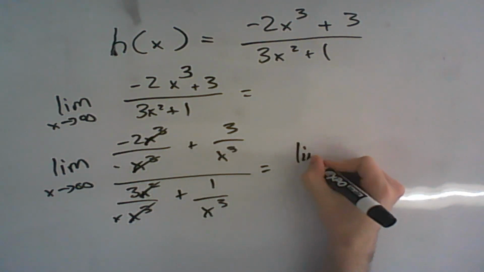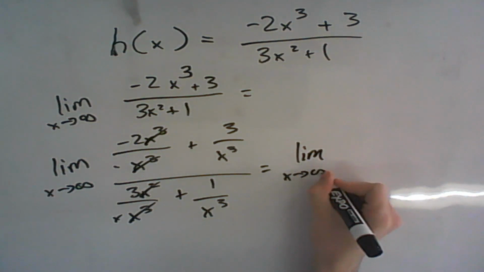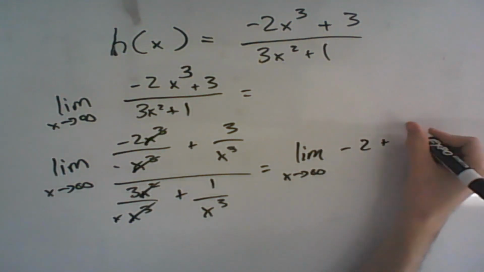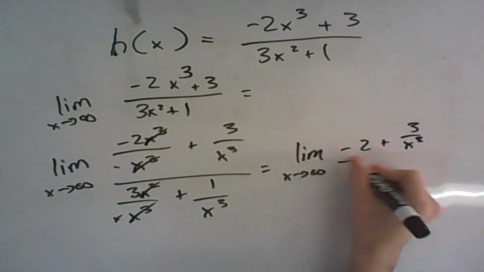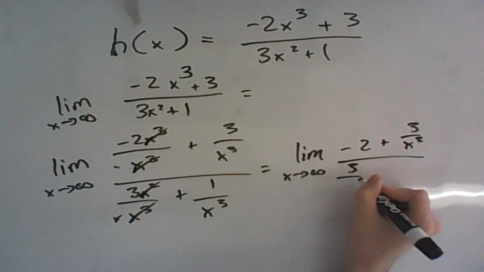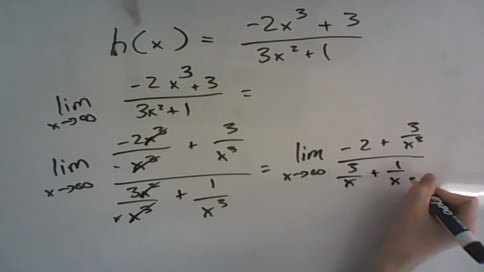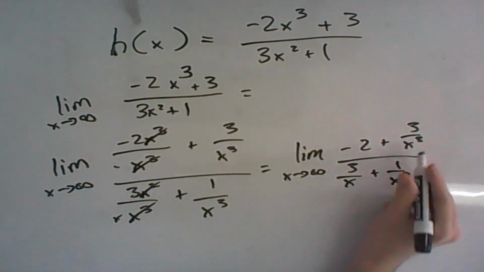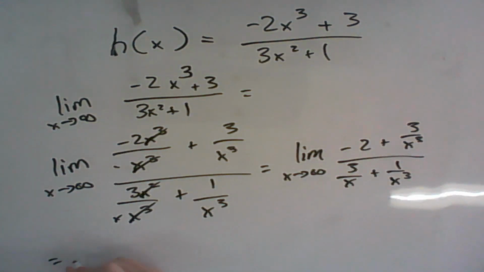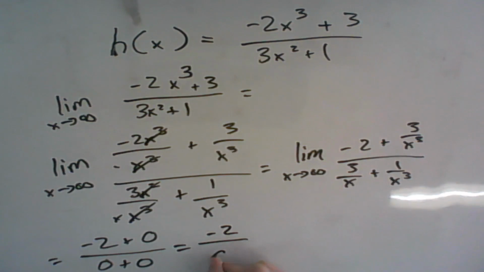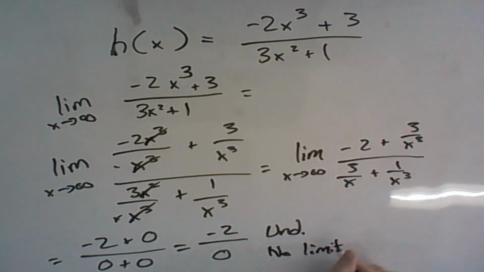So we get the limit as x approaches infinity of negative 2 plus 3 over x cubed, over 3 over x plus 1 over x cubed. If we plug in infinity, we get negative 2 plus 0 over 0 plus 0, which equals negative 2 over 0. This is undefined, which means there's no limit. Okay, this is unbounded. Okay?